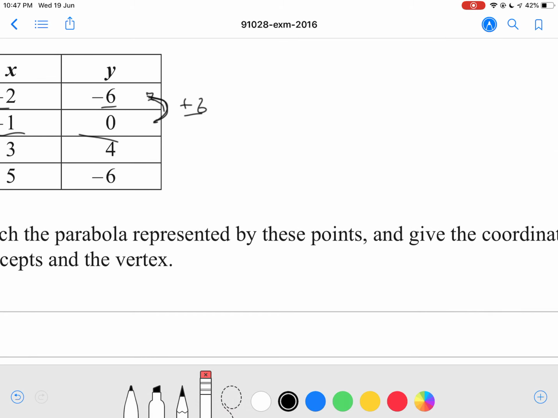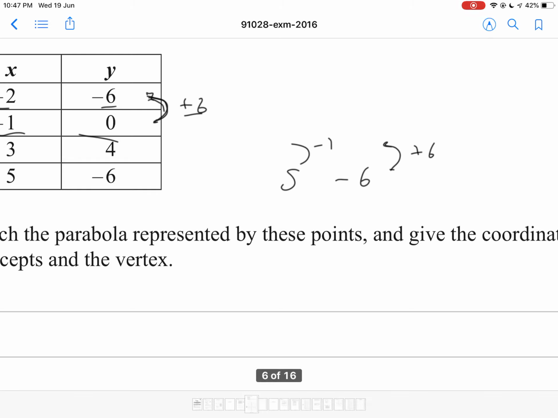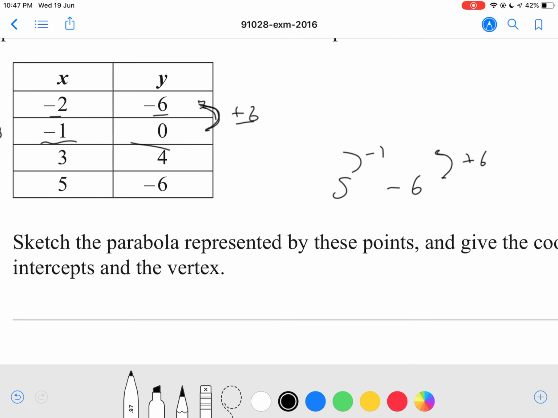So we have our 5, negative 6. We're going to add 6 onto our negative 6, and then our 5, we're going to take away 1 from our 5. If we reverse these steps, we'll get 4. We can do this because our parabola is symmetrical, it's the same on both sides. So if we have our 5, we take away 1, and we add 6 onto our negative 6, this will give us 4, 0.